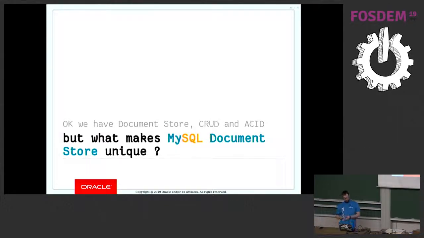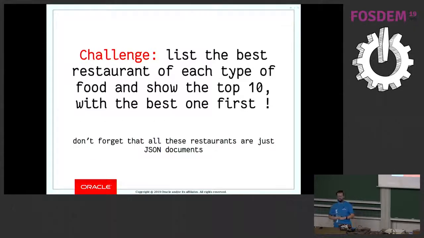So it's cool, right? We have document store, we can store our documents. We have CRUD operations, so we can add, remove, we can use all that data without playing with SQL. It's ACID, perfect. We have the durability that is sometimes missing in other document stores. But what makes the document store of MySQL that unique, right? A challenge. I like challenges, right? So you know, some of you already know the collection of the restaurants.